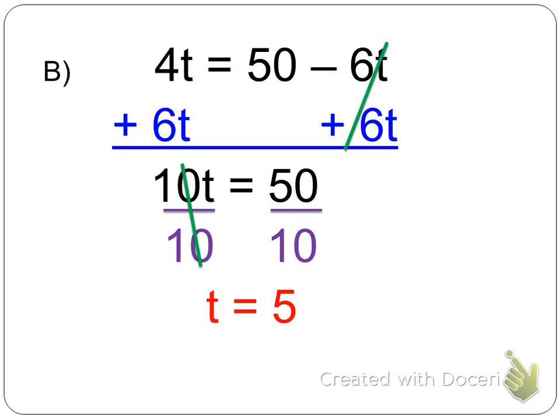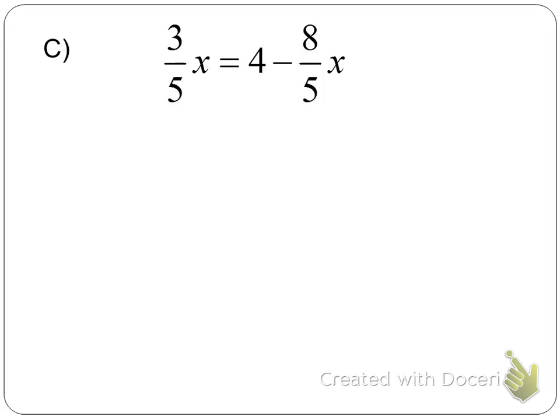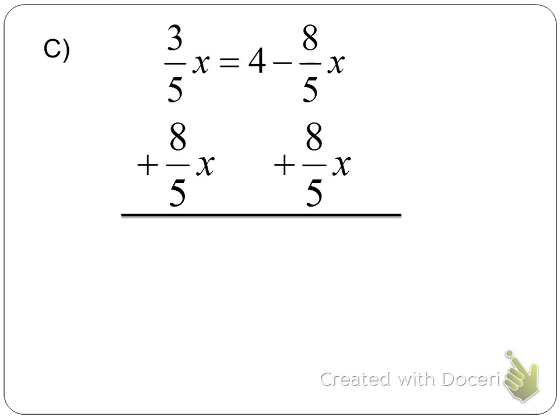Any questions? Okay. Anyone have an idea? Yes, and 8/5. Yes, we are going to add 8/5 to both sides of the equal sign. These have like terms already. So 3/5 x plus 8/5 x gives me 11/5 x. And then on the right side, we just have this 4 that's kind of tucked up in here. Drops down.